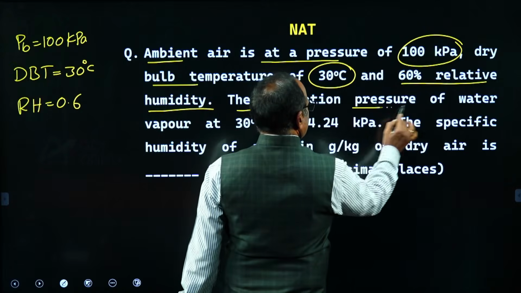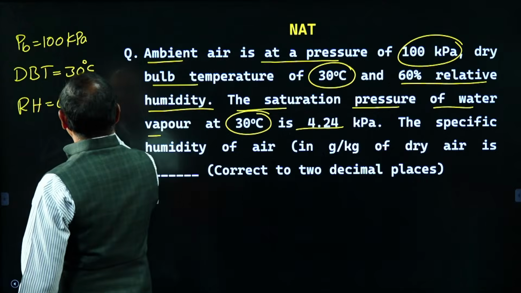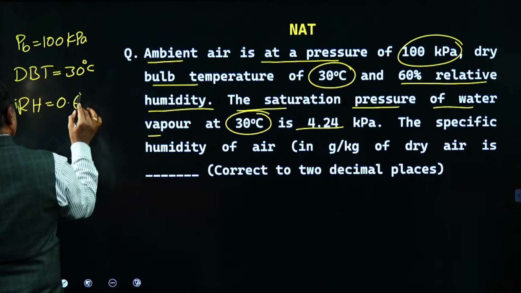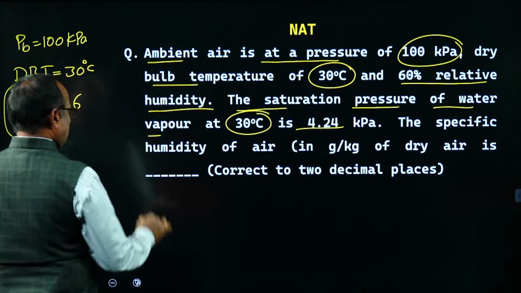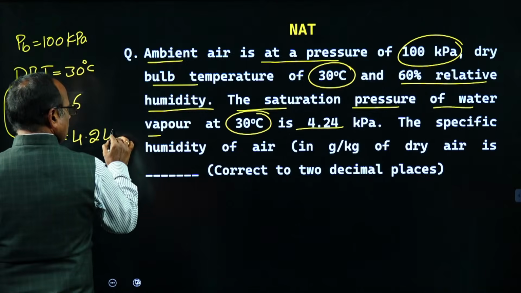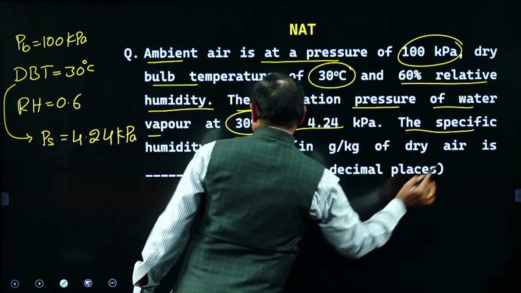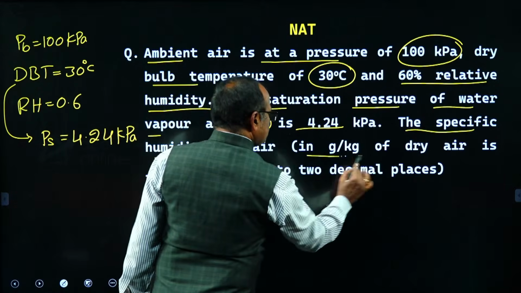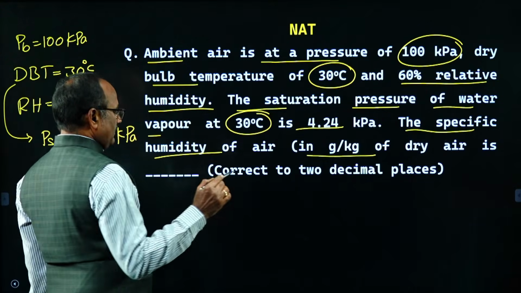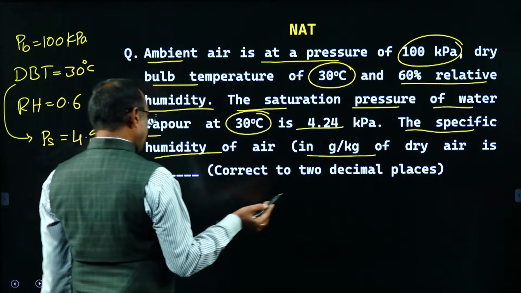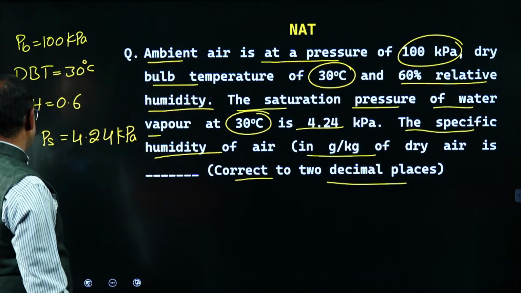The saturation pressure of water vapor at 30 degrees centigrade is 4.24. That means corresponding to this dry bulb temperature, the saturation pressure given is 4.24 kilopascal. Okay. The specific humidity of the air in grams per kg of dry air, you are asked to find, specific humidity of the air in grams of the water vapor per kg of the dry air, correct it to 2 decimal places. Okay, that is the question.